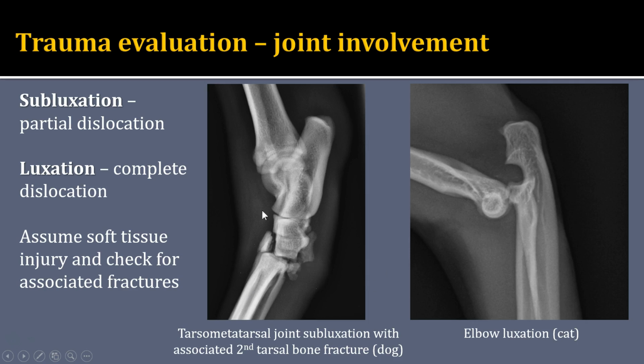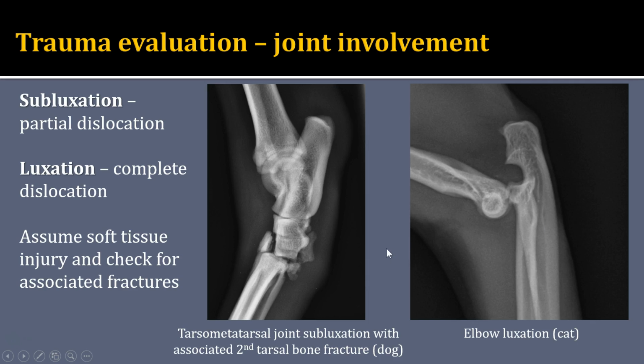So if we look at this tarsus of this dog, there is instability down here in the tarsometatarsal joint, but there is still some overlap of our articular surfaces. And so this would be a subluxation of the tarsometatarsal joint. When we look at the cat elbow on the right, we can see that the ulna no longer contacts the radius, the humerus no longer contacts the radius or the ulna. And so this cat has a complete luxation of the elbow.